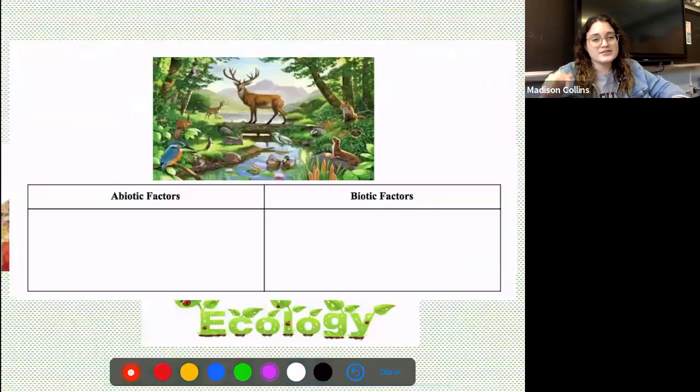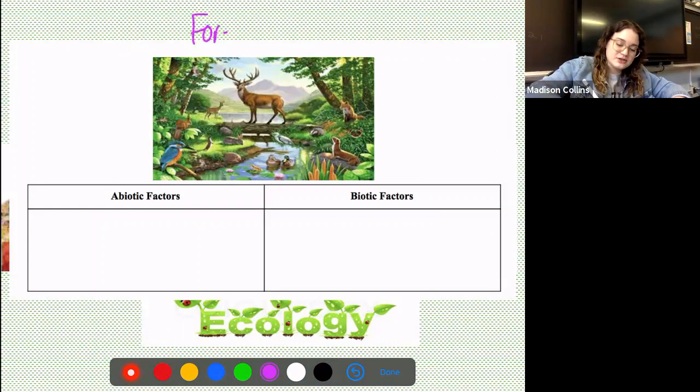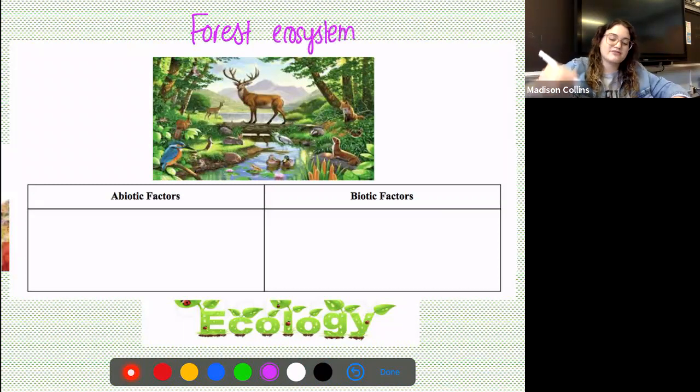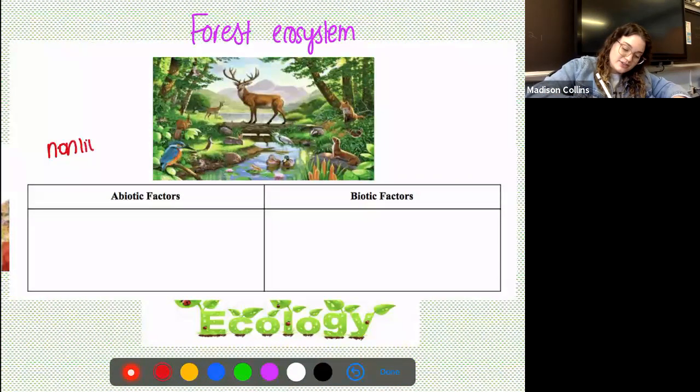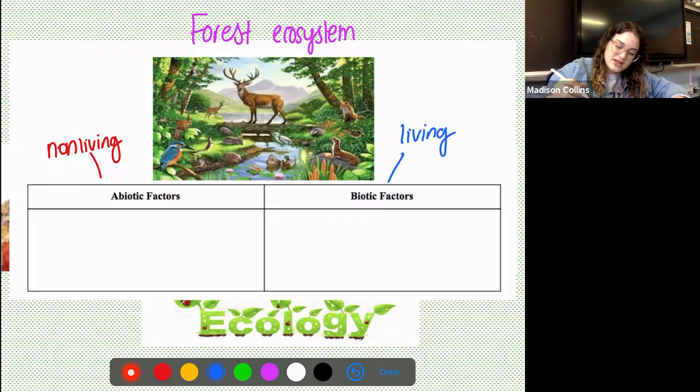So on your paper, as well as on this PowerPoint, I've given you a picture of a forest ecosystem. So we're going to be looking at how the abiotic and biotic factors of this ecosystem work together. So remember that abiotic factors is talking about non-living factors, while biotic factors are talking about living things. So I want you to pause this video and tell me, what are the abiotic and biotic factors you see in this picture? All right.